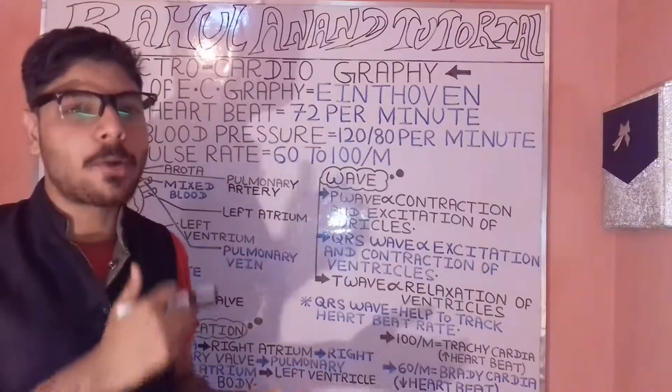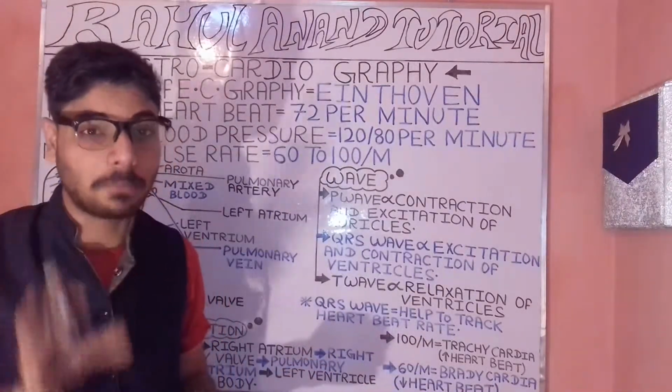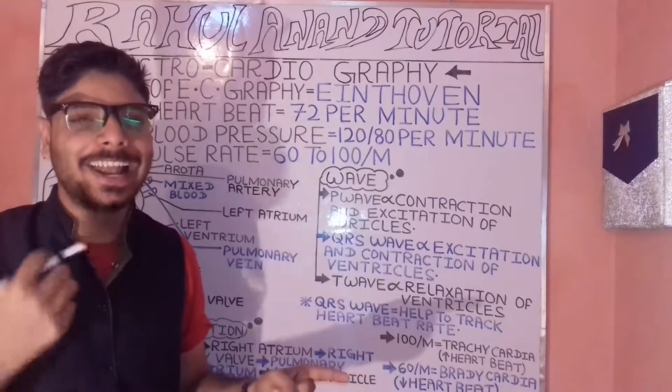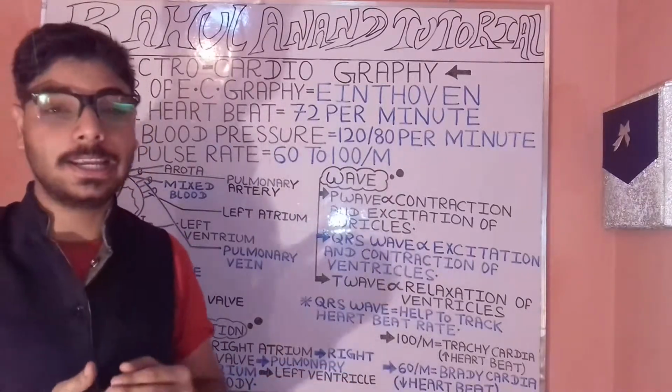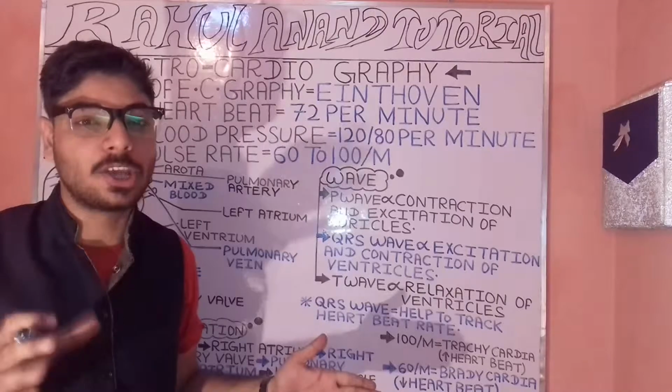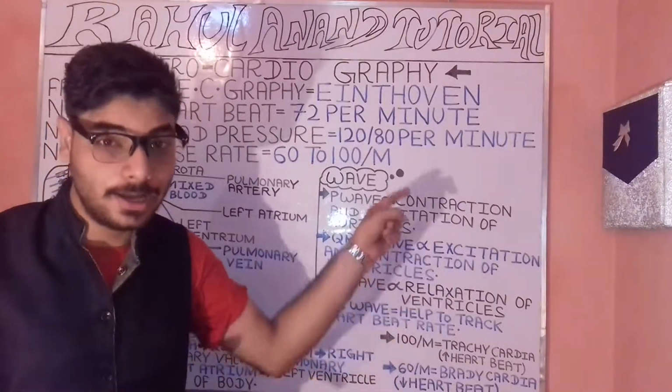When we are talking about the electrocardiogram, you have to remember the father of the electrocardiogram. Who was he? His name is Einthoven. You can often find it on the board, Einthoven.